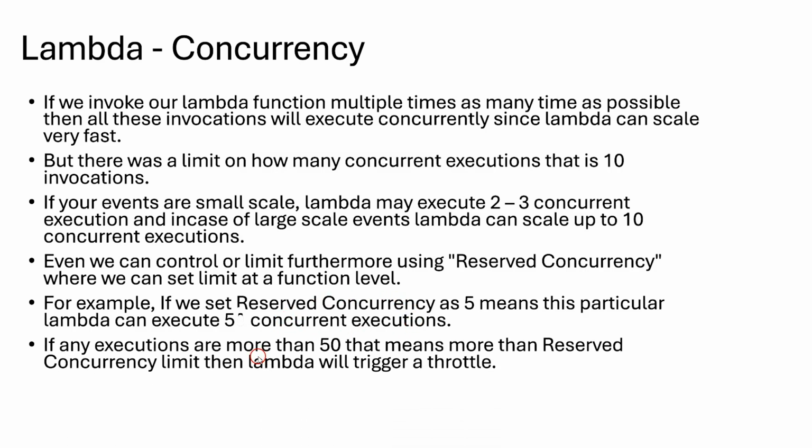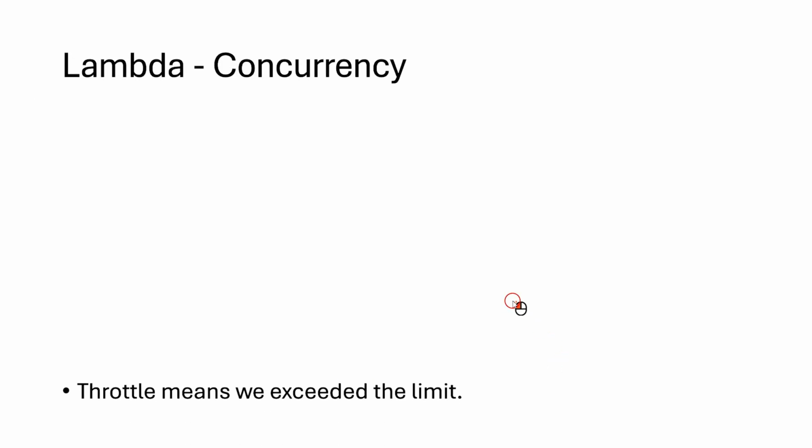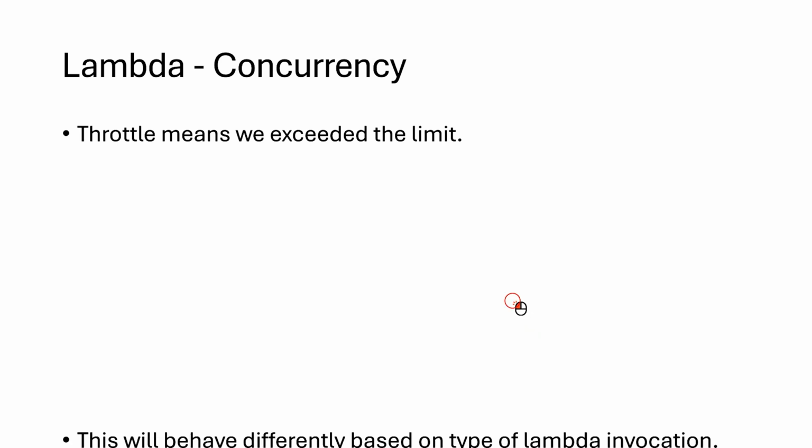If any executions are more than 5, that means it is more than the reserved concurrency limit. So here our reserved concurrency is set to 5, so any execution which is more than 5 breaches our concurrency limit, then Lambda will trigger a throttle. So remember, whenever you breach or cross a limit, it is called a throttle in Lambda's terminology. So what is a throttle? A throttle means we exceeded the limit.